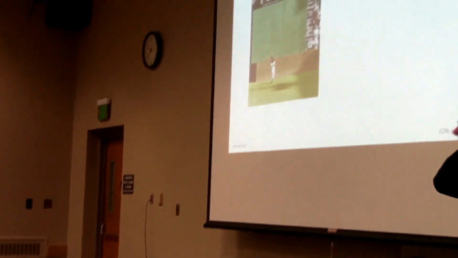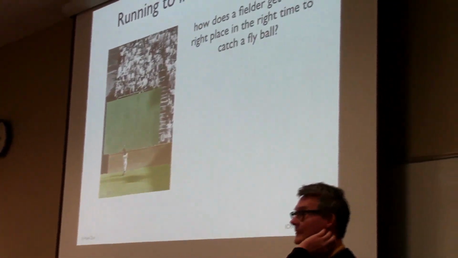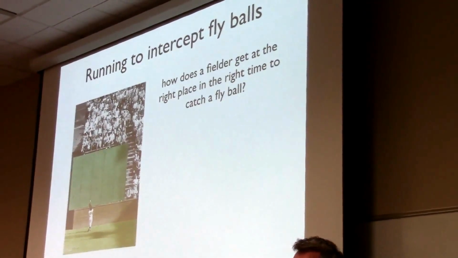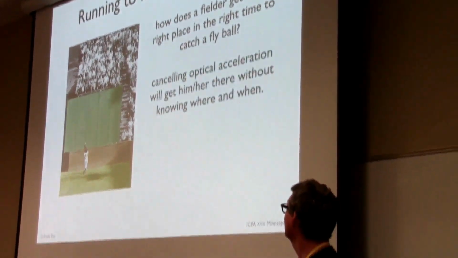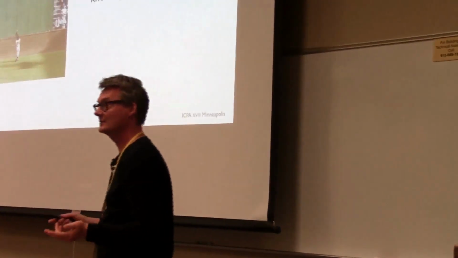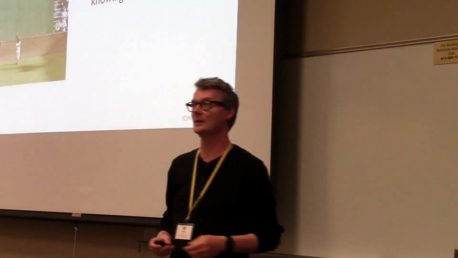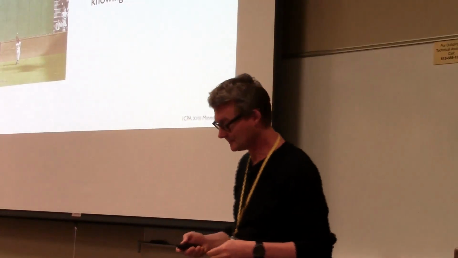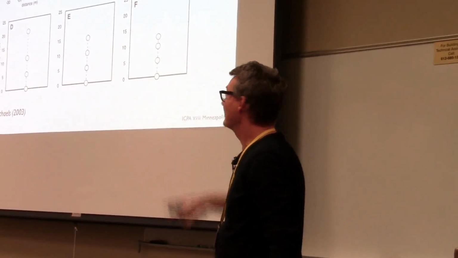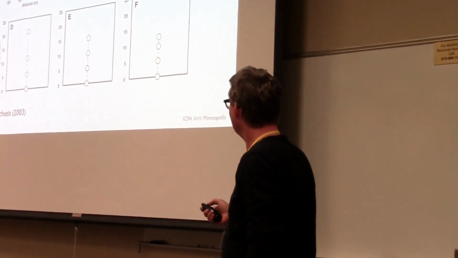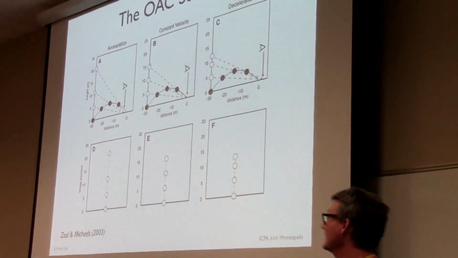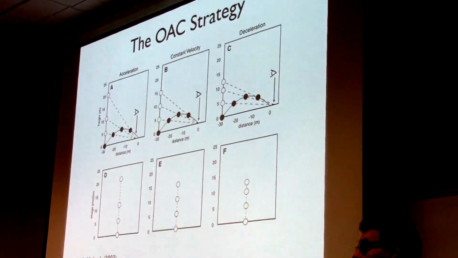So running to intercept fly balls, how does a fielder get at the right place at the right time? And most of you know the Chapman strategy, optical acceleration cancellation. So cancelling optical acceleration will get him or her at the place where he or she needs to intercept the ball. And I've used this graph, and they've used this graph, so you may be familiar with this. The idea is that there is this ball flying a parabolic trajectory. That was the analysis that Chapman did, and Claire did at some point.